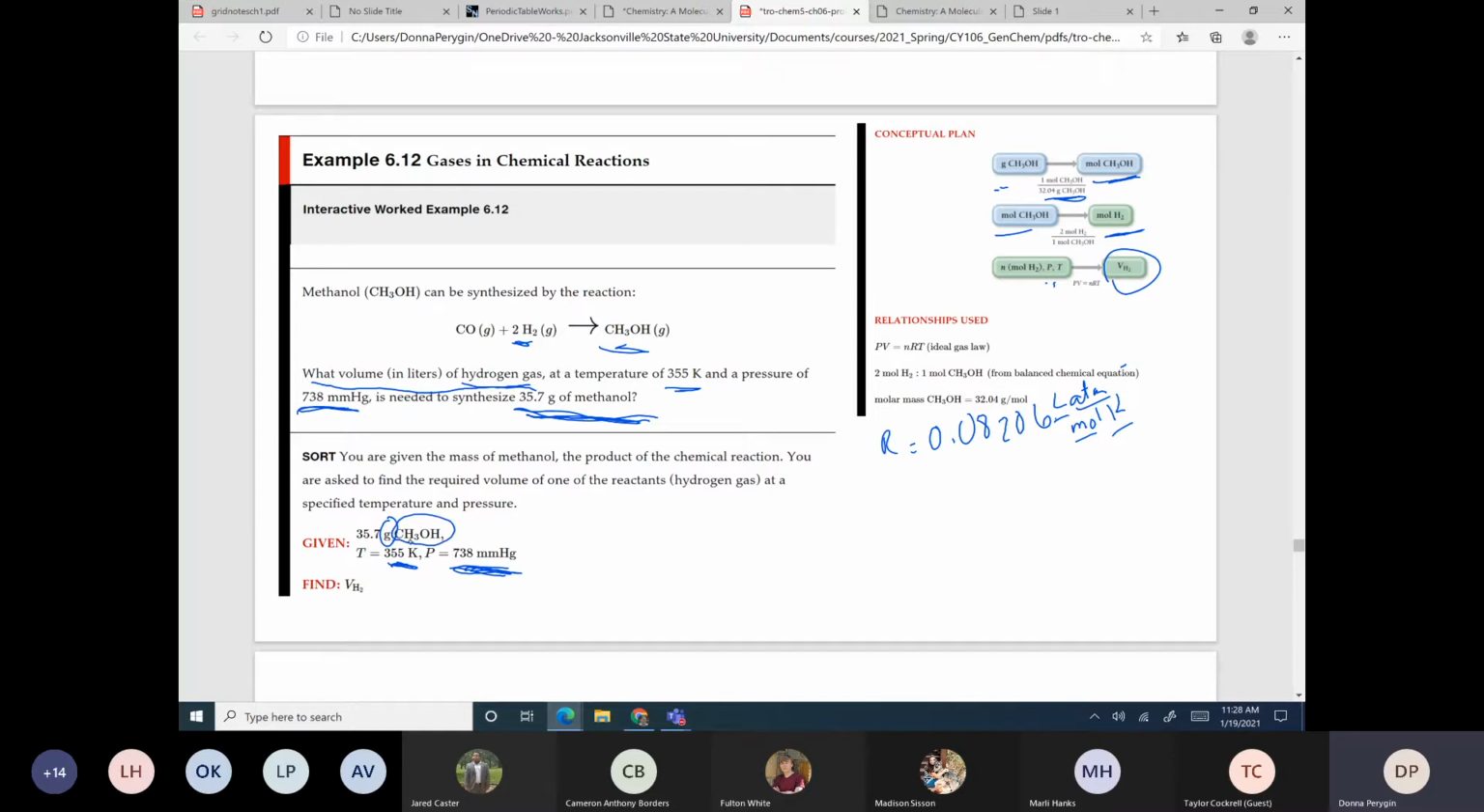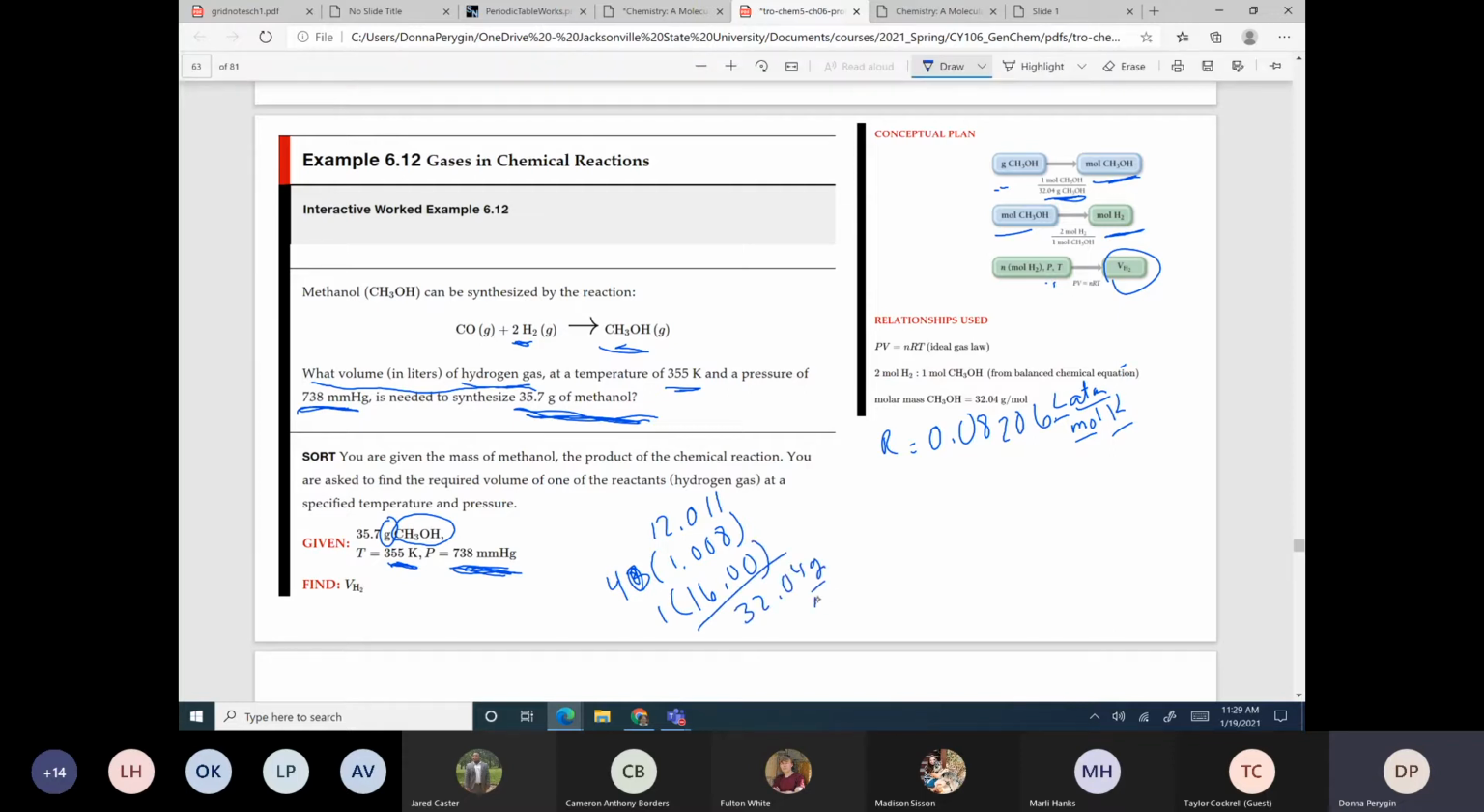So the periodic table tells us that carbon is 12.011, hydrogen is 4 times 1.008, and we've got 1 oxygen, which is 1 times 15.999 or 16.00, and that should give us 32.04 grams per mole, okay?